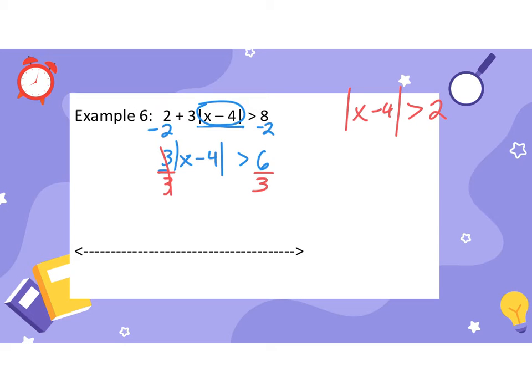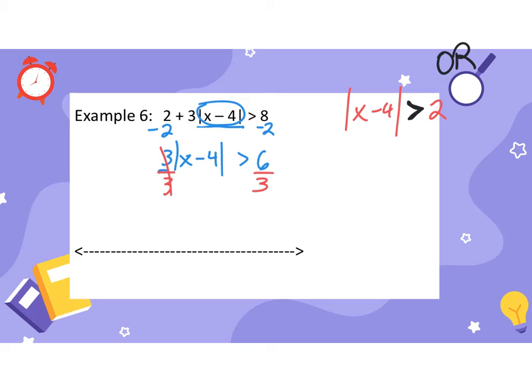Okay, so now I've got a problem that is isolated, right? Let's look, what kind of symbol is this? A less than or a greater? It is a greater than sign. So I'm going to write the word or out there.